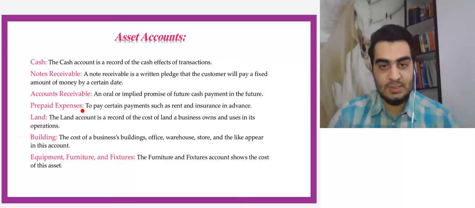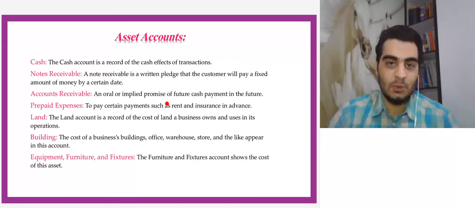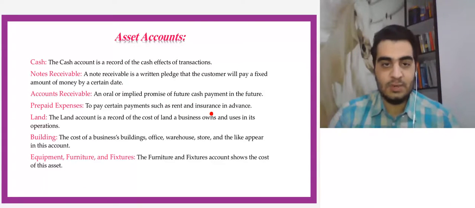The next one is prepaid expenses. There are some expenses that we often pay in advance, beforehand. For example, rental expenses or insurance. These are called prepaid expenses.